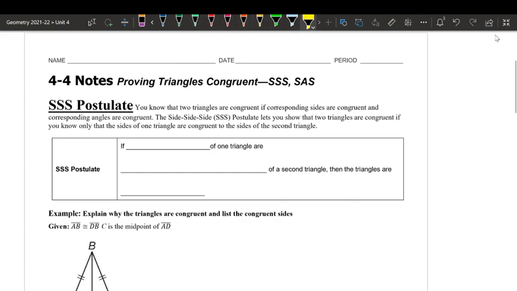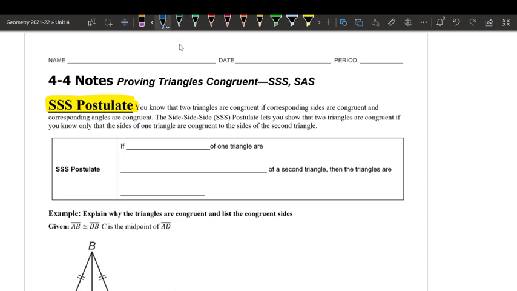All right, so here, first we have the side postulate, and if you recall, a postulate is something that just makes sense. So it should be fairly obvious once I explain the postulate. You'll be like, yeah, why are you telling me this? All right, so you know that two triangles are congruent if corresponding sides are congruent and corresponding angles are congruent. The side postulate lets you show that two triangles are congruent if you know only that the sides of one triangle are congruent to the sides of the second triangle.